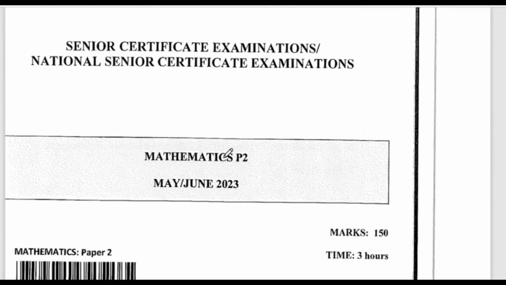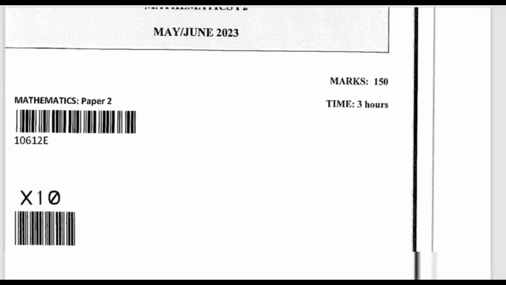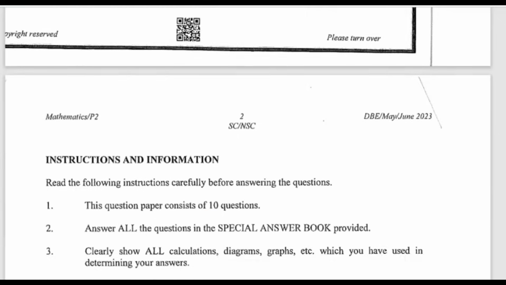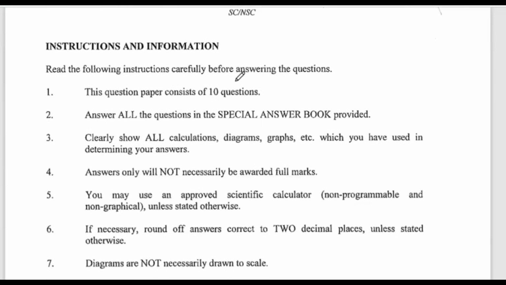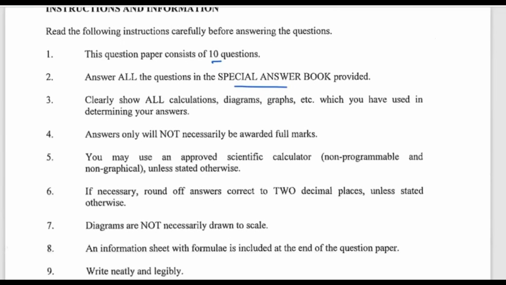It's 150 marks. It was meant to be done in 3 hours. Okay. So the instructions are, we have 10 questions that we need to look at. There's a special answer book that we shall be using. You must show calculations, and you must use some diagrams in some cases. Answers only will not guarantee full marks.